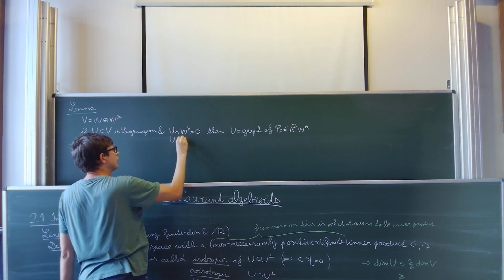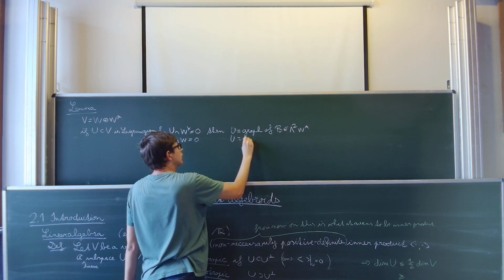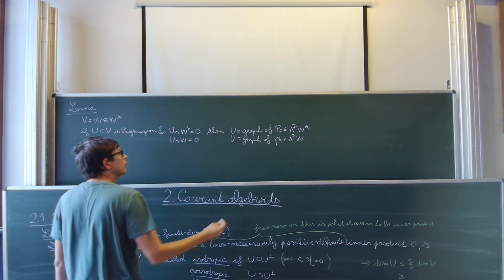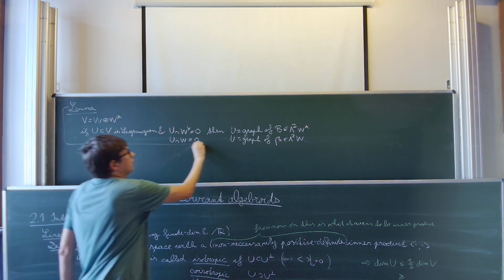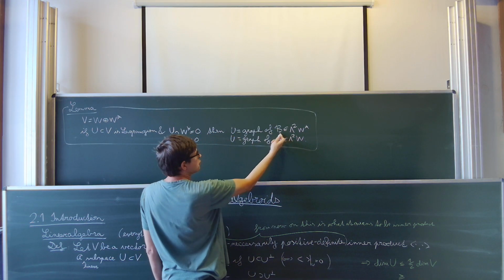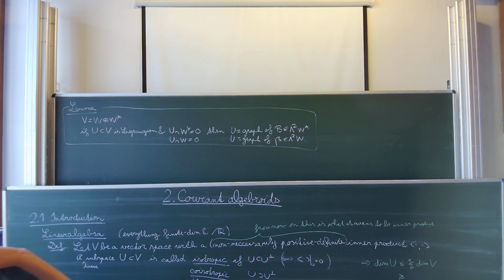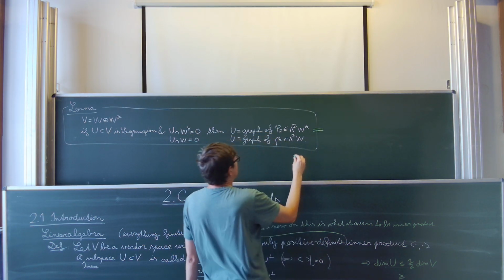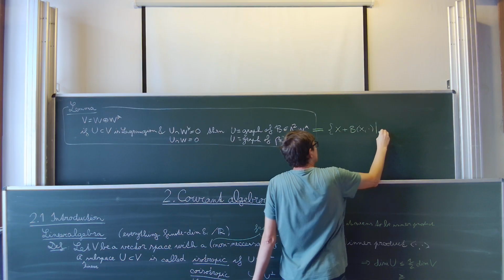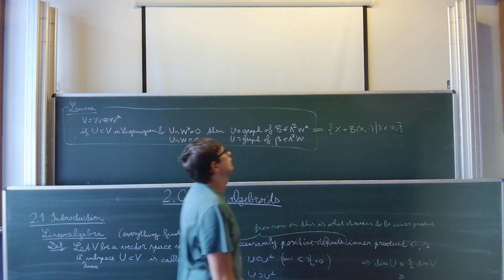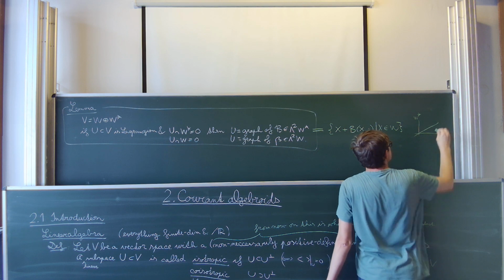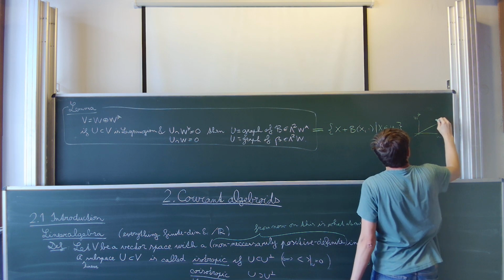And similarly, if the intersection with W is 0, then U is a graph of some beta which is in H2 W. This is a different way of saying that we have a linear subspace which looks like x plus b of x, for x in W. The picture to have in mind is something like W star, and there is something like this, which is the graph, which is U.